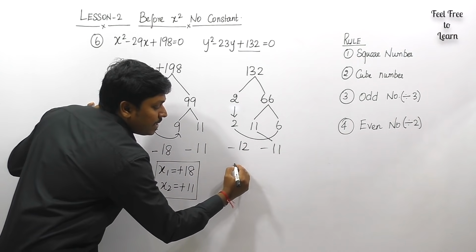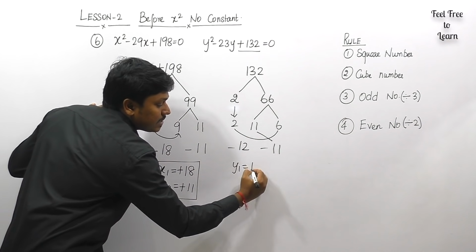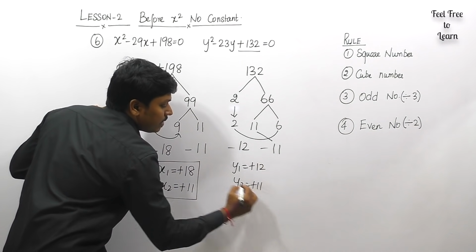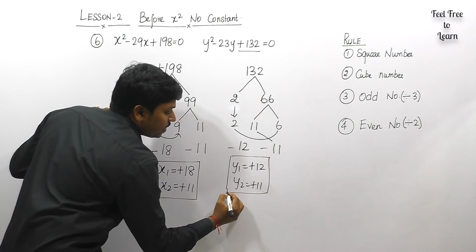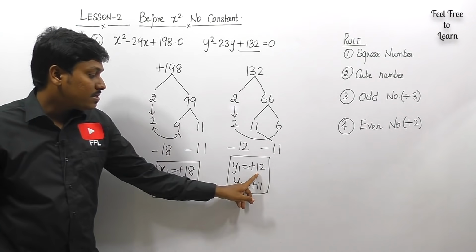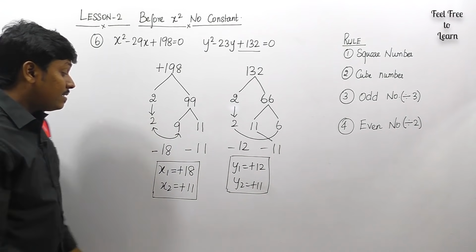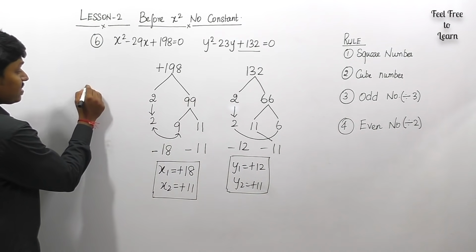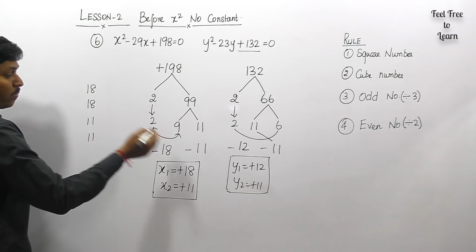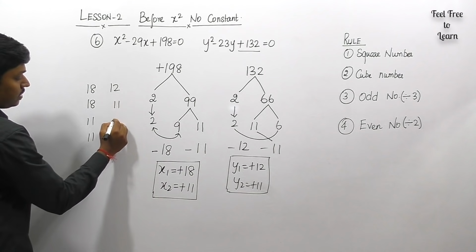So we can say the minus 12, but while writing, change the sign as plus 12. And similarly y2, here it is minus 11, but while writing it should be plus 11. So finally we got the factors of x and y, that is plus 18, plus 11 and plus 12 and plus 11. So friends, we need to compare this. So x1 will be 18 and x2 will be 11. y1 will be 12 and y2 will be 11.